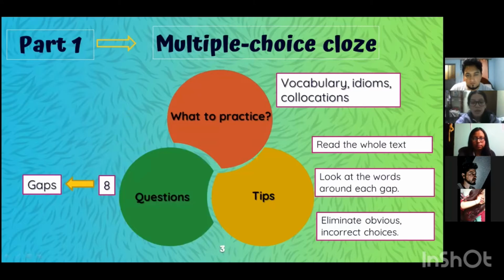Let's continue with the first part, that is multiple choice. Here we need to practice vocabulary, idioms, collocations, and in this part we have 8 questions. Some tips could be: read the whole text, look at the words around the gap, and eliminate obvious incorrect choices. Next, please.